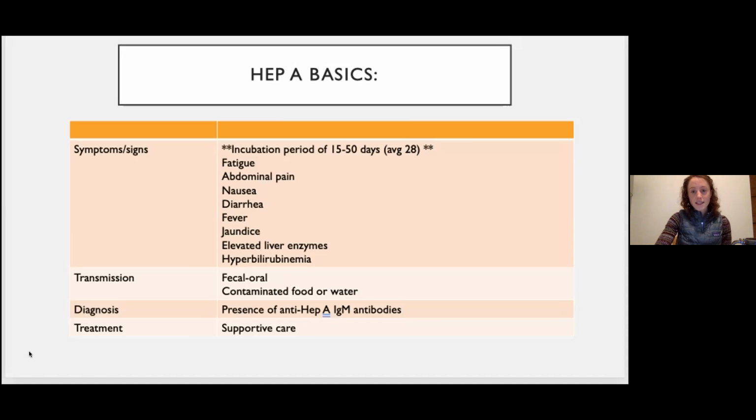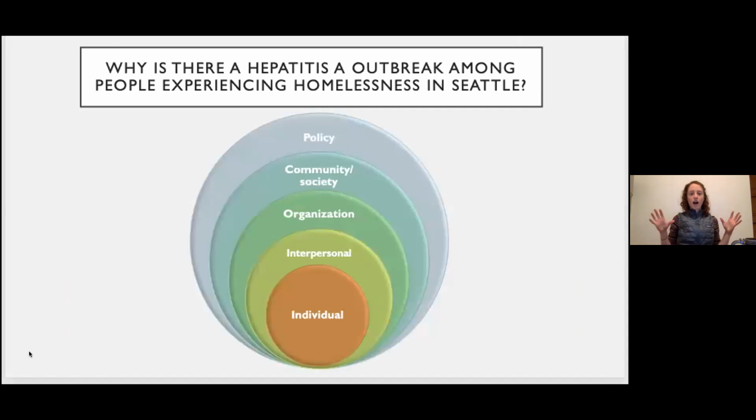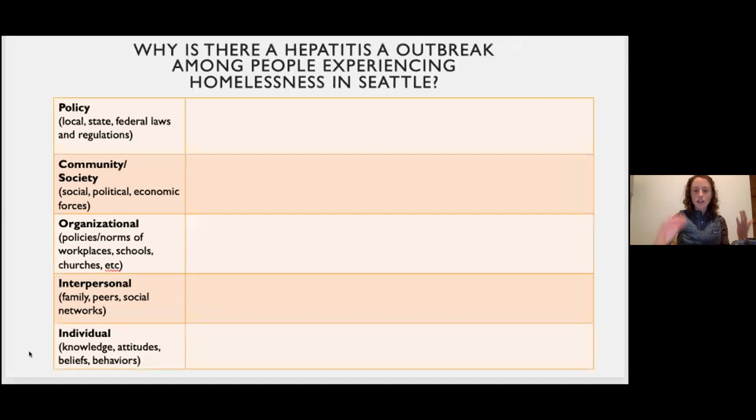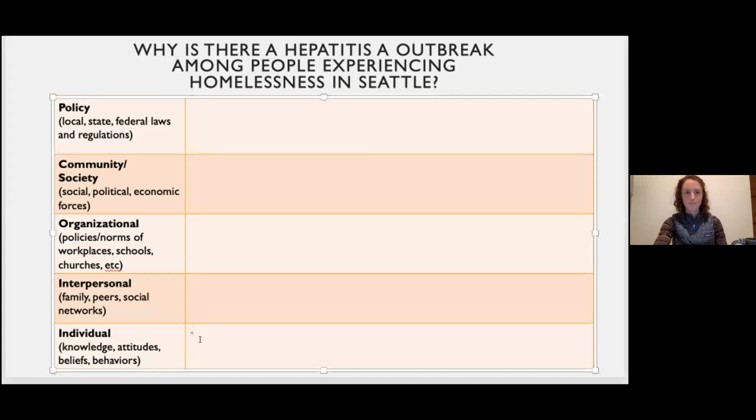So now I want us to step back from the clinical context and think about the question, why is there a hepatitis A outbreak among people experiencing homelessness in Seattle? I have this table here that has each of the levels of this framework. And I'd love it if you would tell me in the chat or by unmuting what factors you think are making this outbreak happen in our community. I'm ready to write them down.